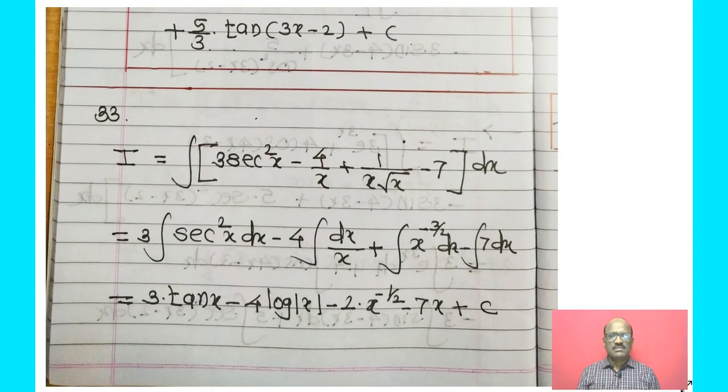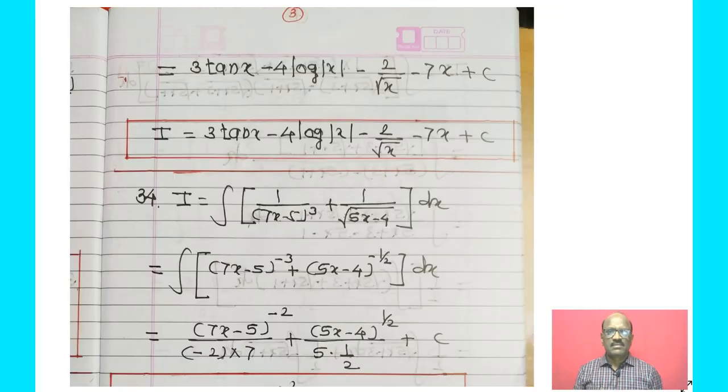Now next, that is 3 tan x minus 4 log of mod of x minus 2 upon root x minus 7x plus c.